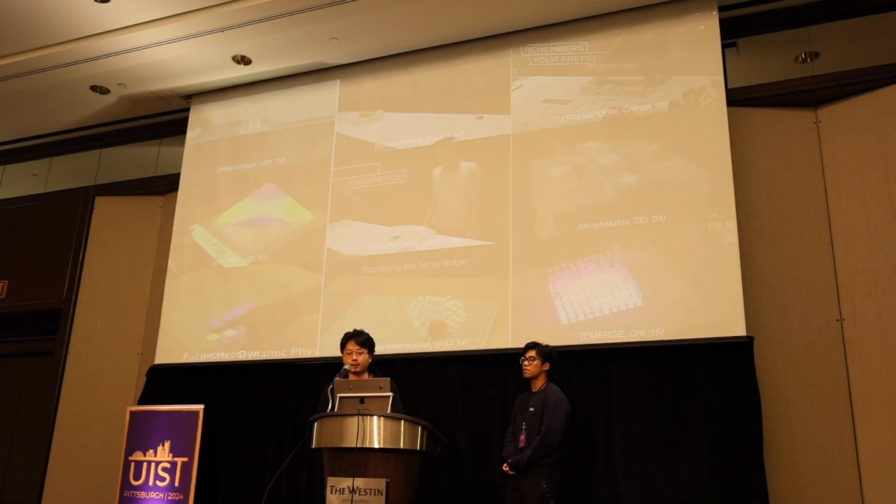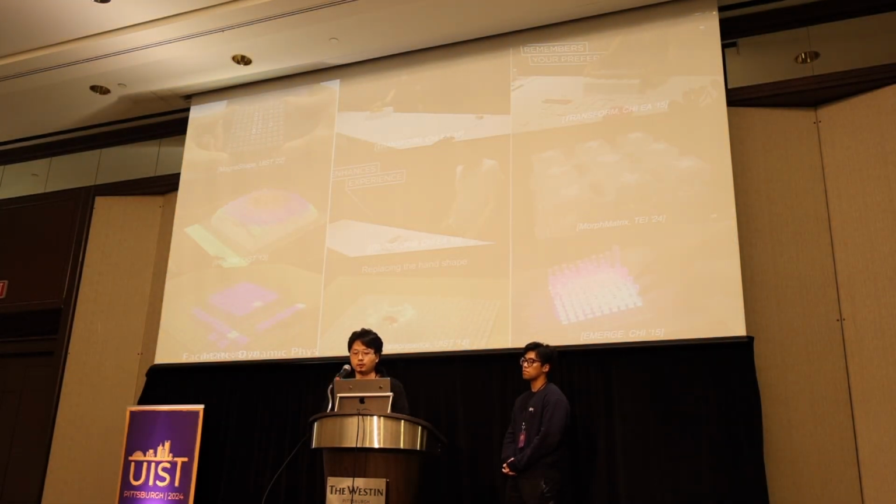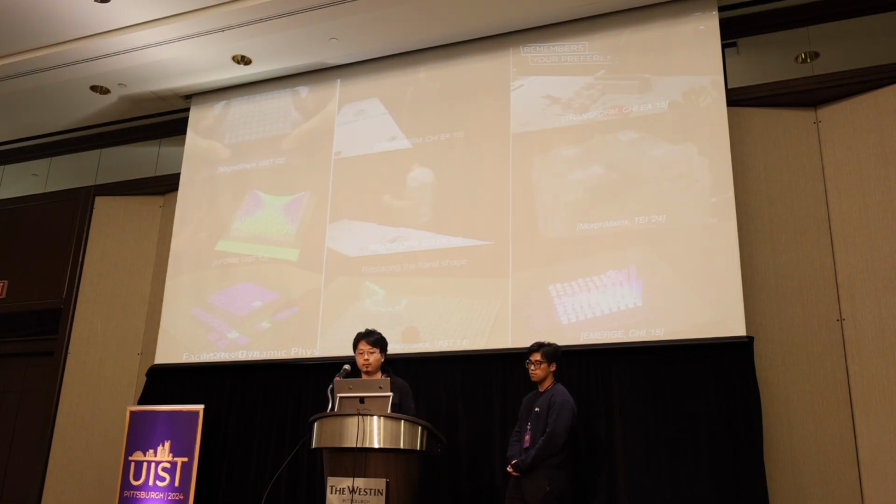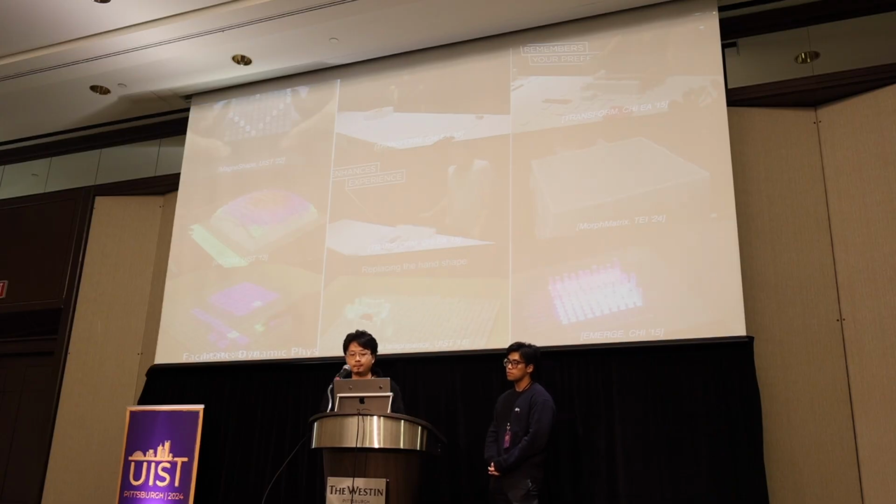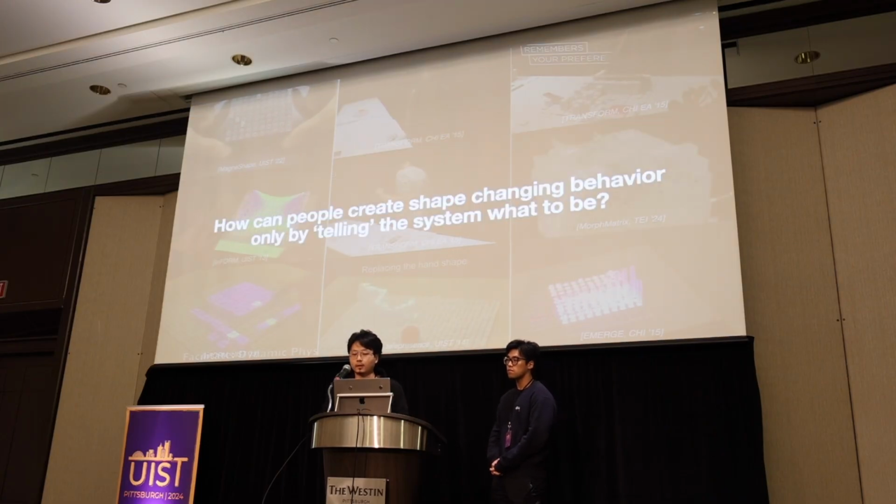So what is shape display? Shape display is a well-explored topic in the HCI domain, not only because it can render physical and dynamic shape information, but also enable tangible interaction for users. We have seen so many exciting demos in prior research. Our work is motivated by the question: how can people create dynamic shape-changing behaviors on demand, only by asking what to do?